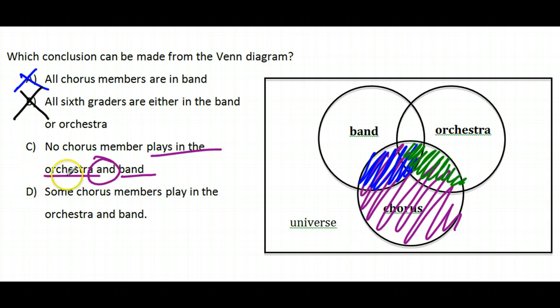But like we said, we want people that are in the orchestra and the band. Chorus members in the orchestra and band. Well, right in here, we've got this middle section, and these are chorus members that are in the band and in the orchestra. This section in here fits in every circle. Therefore, this answer is also incorrect because we do have chorus members that are in the band and orchestra.